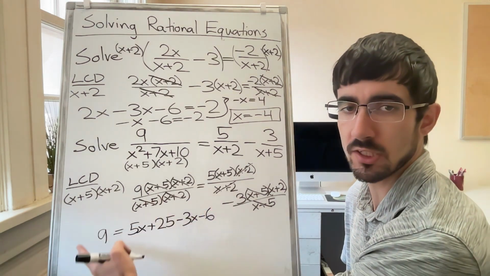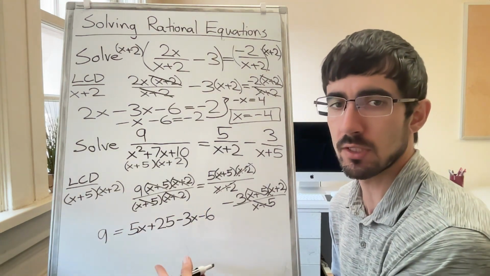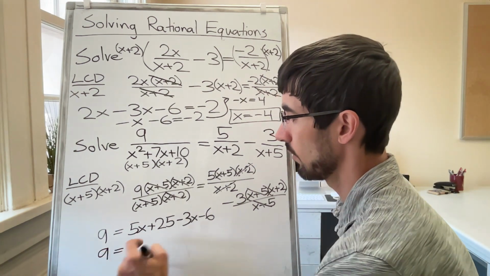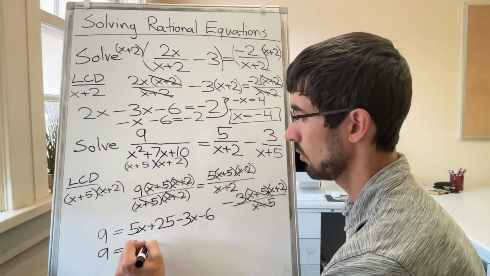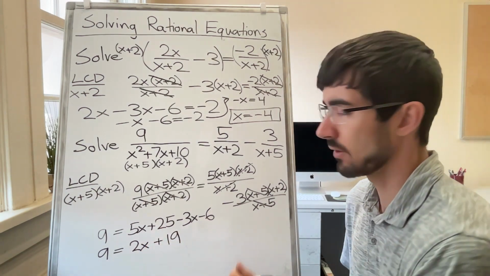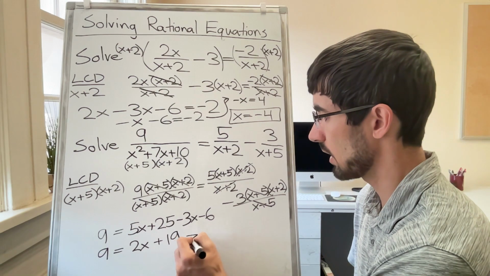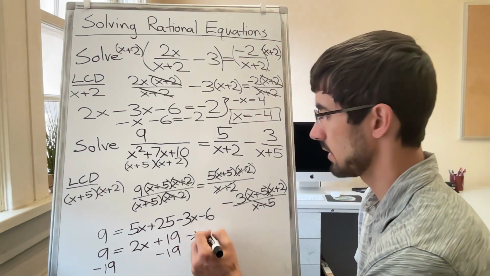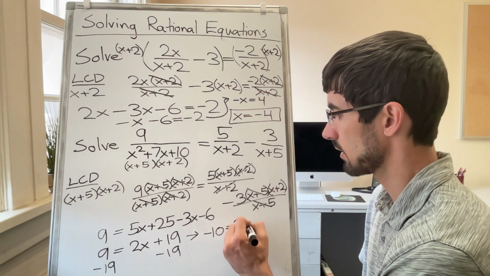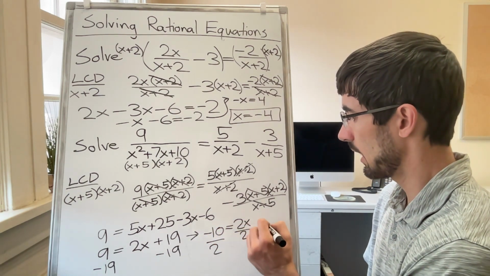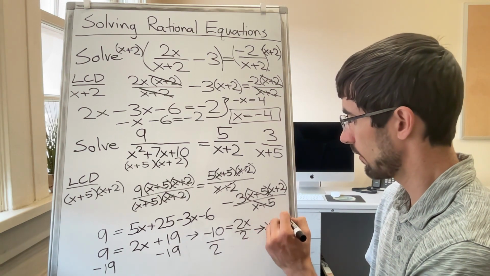There are no fractions left. We can solve this equation for x very quickly. So 9 equals 5x minus 3x is 2x. 25 minus 6 is 19. Let's subtract 19 from both sides, and we get negative 10 equals 2x. And divide by 2, we get x equals negative 5.